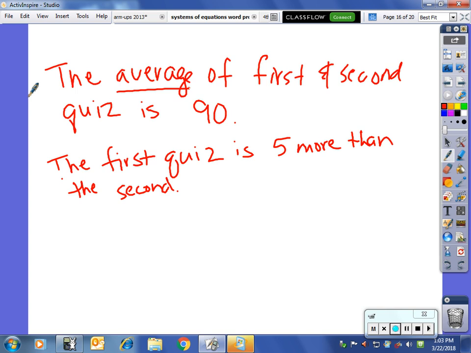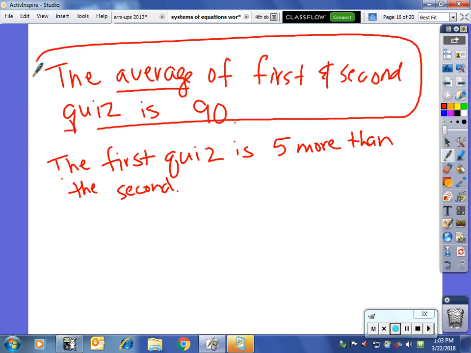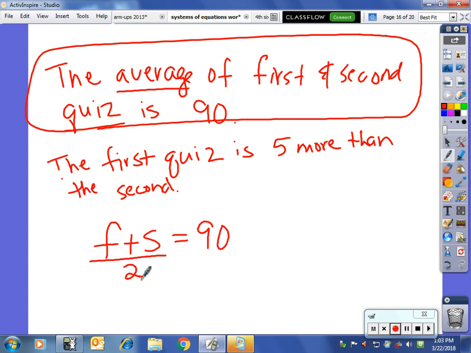The average of the first and second quiz is 90. We're going to call it F and S for first and second. How would I write an equation that matches this sentence? F plus S equals 90 is not correct. Yes. The way you find an average is you add up the two or whatever many grades and then divide by how many grades you had. Okay, and what's the other equation?